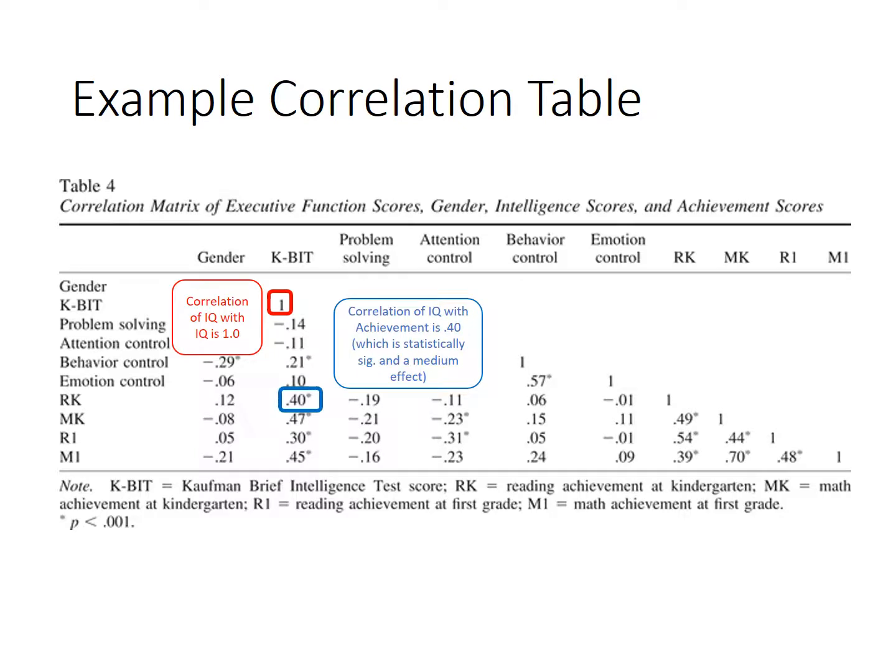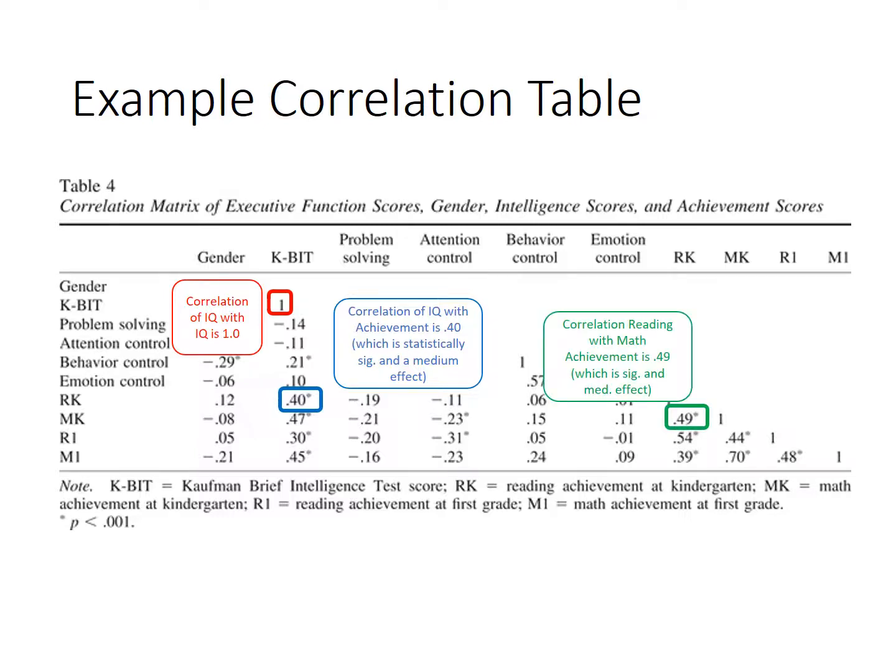This 0.40 indicates the correlation of IQ, which is measured by the K-BIT, and achievement, which is in kindergarten, which is designated RK. This is a 0.40 correlation. That star next to it means they did a significance test, and that 0.40 in this sample is statistically different than 0. It's a statistically significant correlation. And it's a medium effect. We would classify 0.40 as a medium effect. So achievement and ability, or IQ, are moderately correlated with each other in this sample.